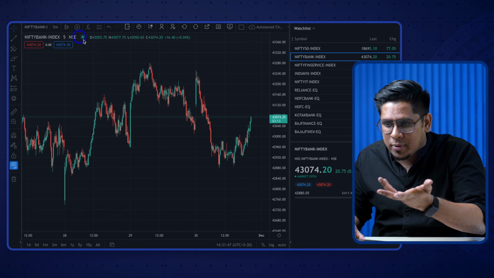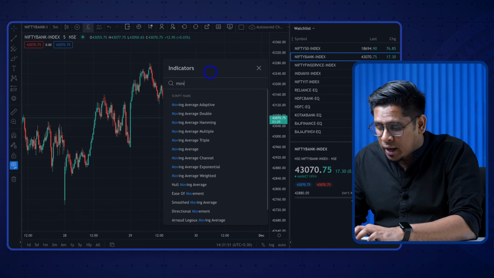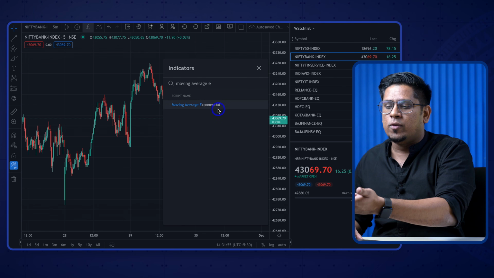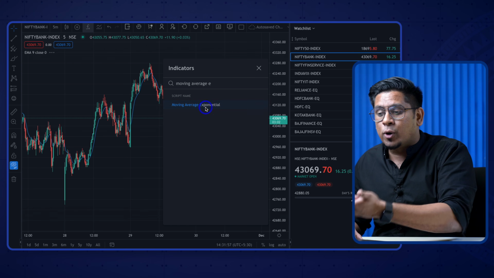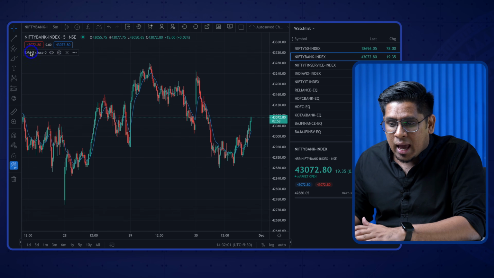How do you do that? You come here, click on this FX indicators thing, and you search for what you need. Moving average exponential is what we are looking for, right? Moving average exponential is what I'm going to add here. So if you come here, it has been added.